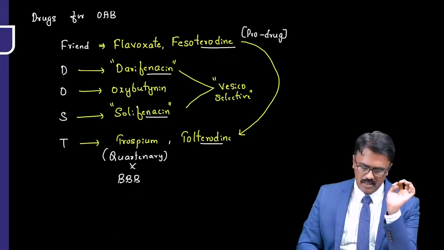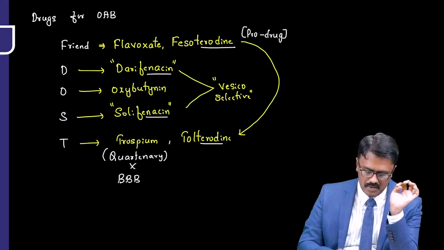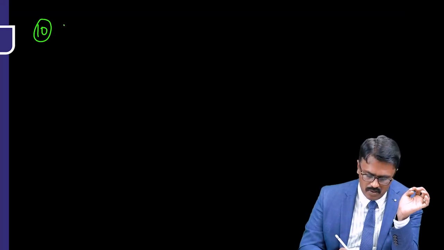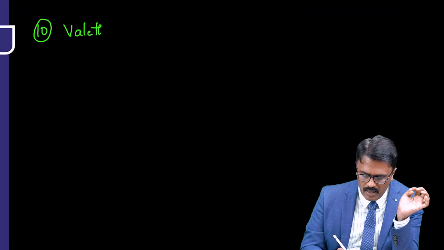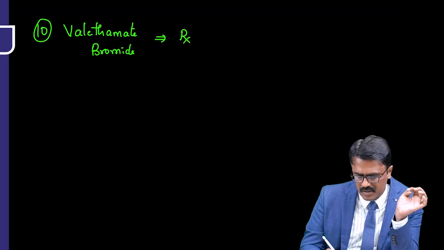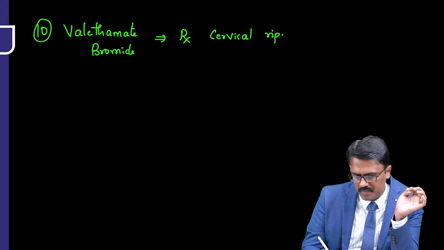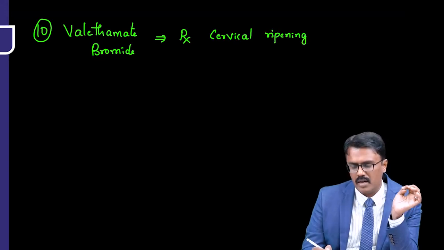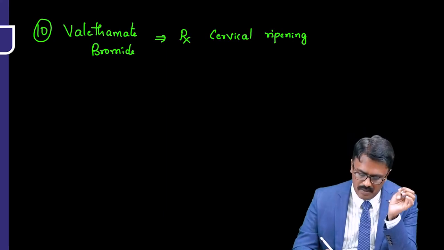Once we understand the drugs for overactive bladder, next there is one more anticholinergic drug, and the name is valethamate bromide. Now this is used in cervical ripening. So when do you want to ripen the cervix? During induction of labor.